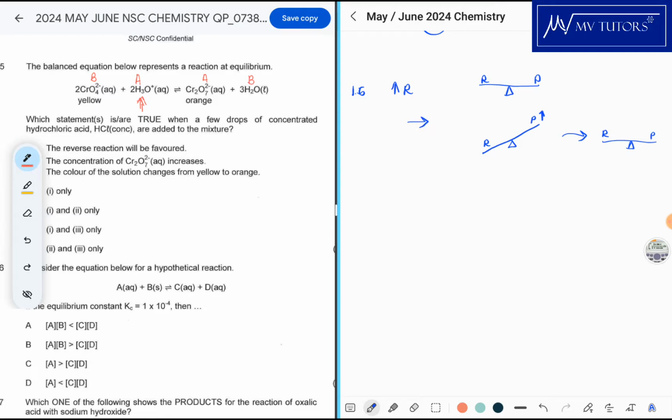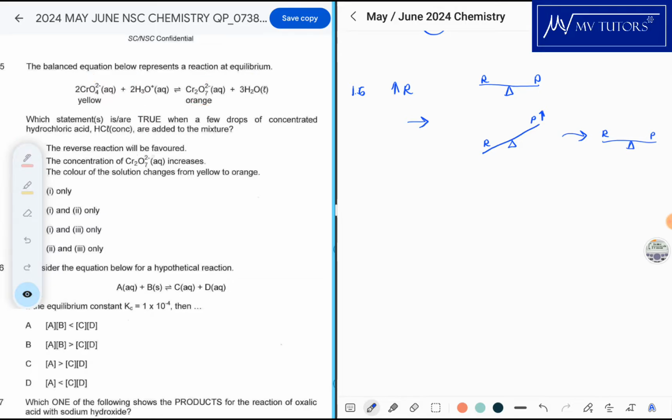All right, and in that case, if it's product favored, then you're going to have a lot of your dichromate, so it will be more orange. The orange will become darker. There'll be more orange. Let's just say that. So let's look at the options that we have.